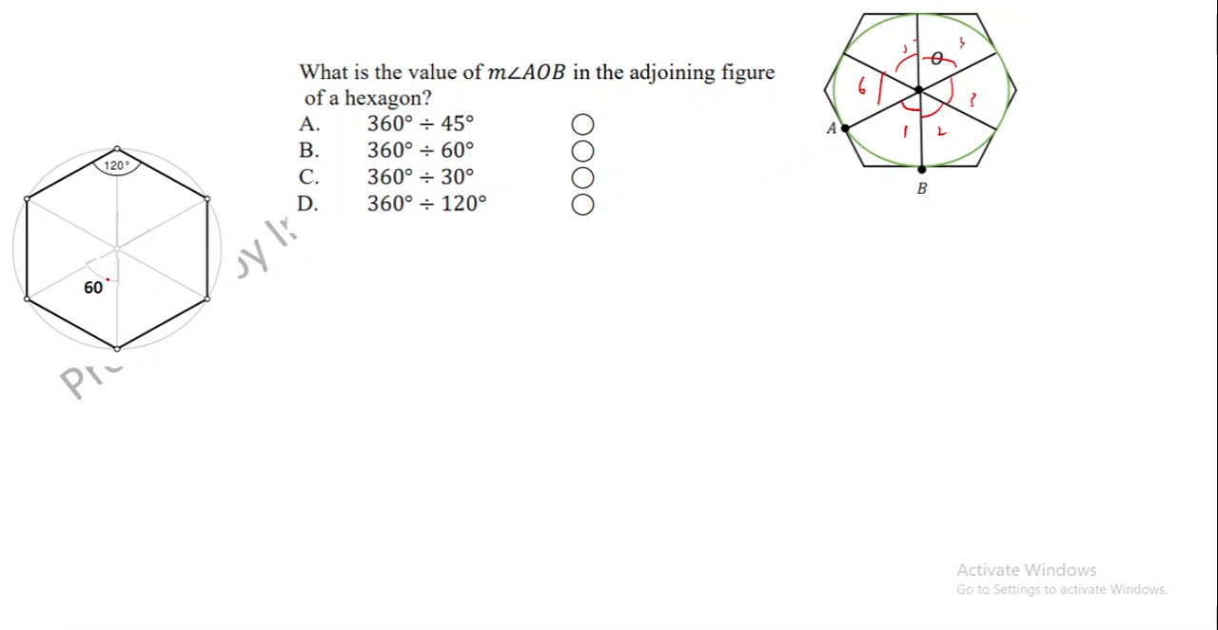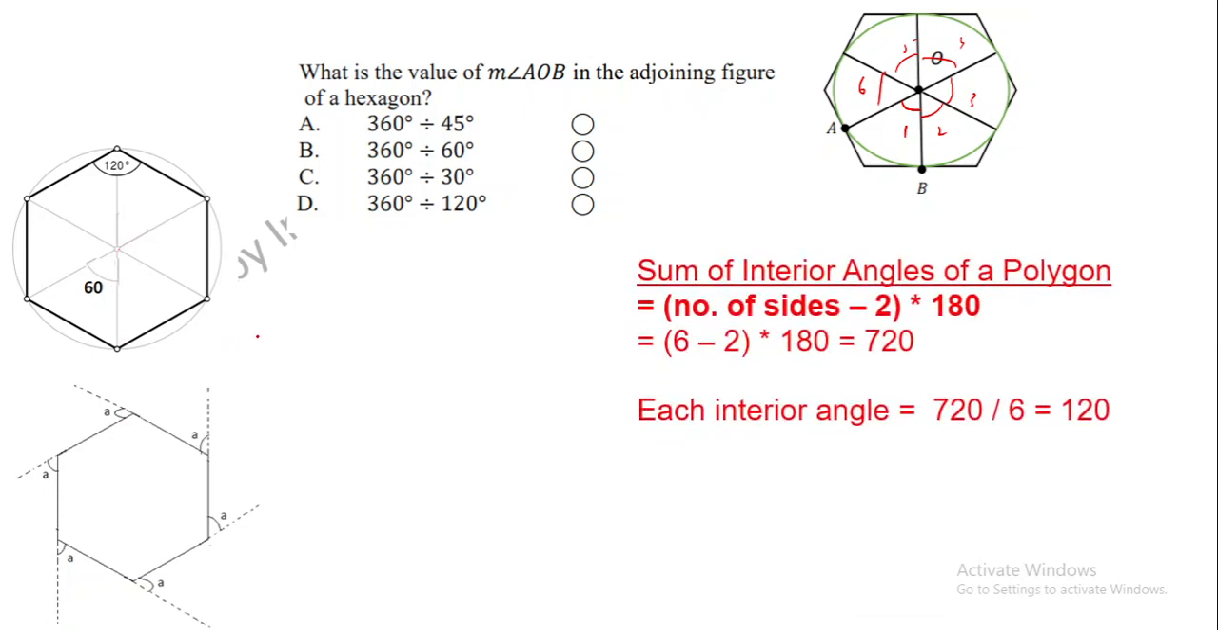So which option will give you 60 degree? What is the value of AOB, right? This one is my interior angle, 120 degree, and this one is my exterior angle. This is the angle at the center, this one 60 degree. Now here I will give you some other information about this question, because maybe he can change this question in some other way.